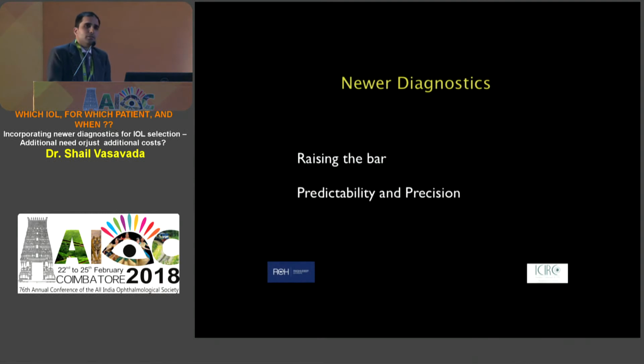So I think newer diagnostics, of course, not everything that comes new is good or useful. There have been instruments which we have bought and found after 6 months they are of no use to us. But I think we need to have a positive mindset and keep moving forward. And newer diagnostics, I think, are going to help us raise the bar as far as expectation management is concerned, as far as creating more and more happy patients is concerned, and in creating more predictable and precise outcomes. So thank you very much.